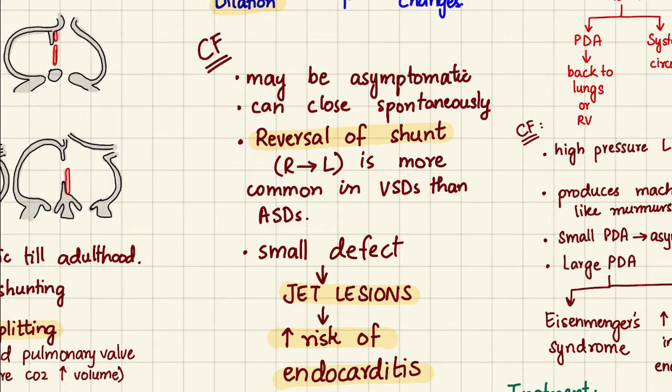And also, if these defects are smaller, and mostly they occur on the top of the septum, where the area is membranous and not that muscular, they are going to form jet lesions. That is, if we have a small opening, they are going to form jet-like blood flow. And when this jet of blood hits the right ventricle, that is going to increase the risk for endocarditis because of damage to the endocardium.